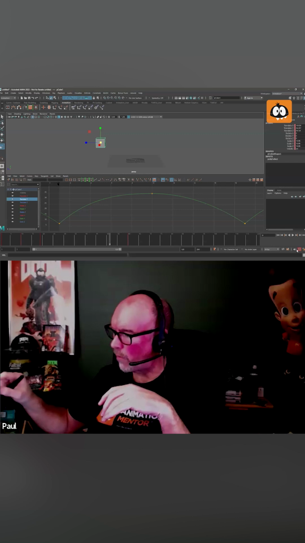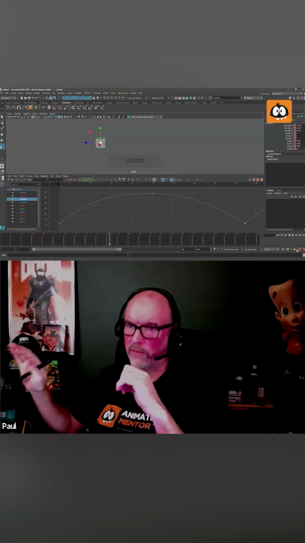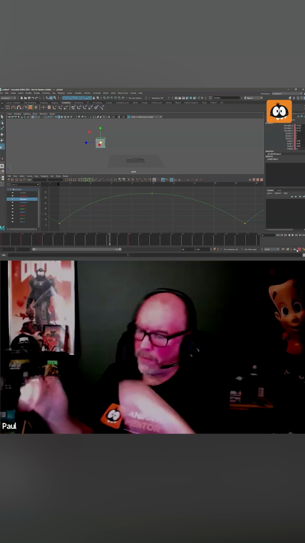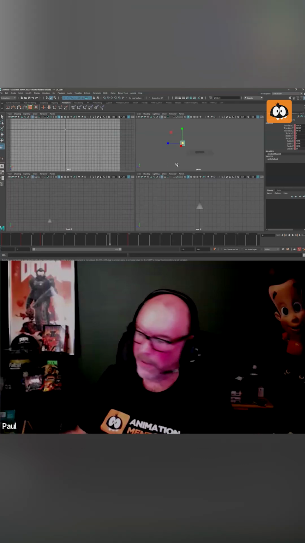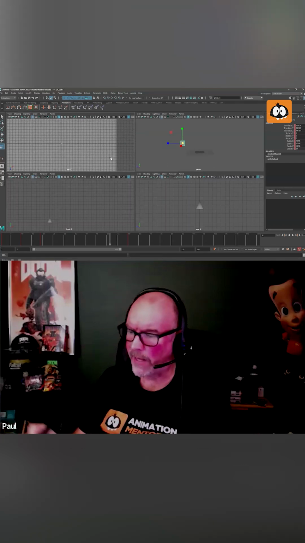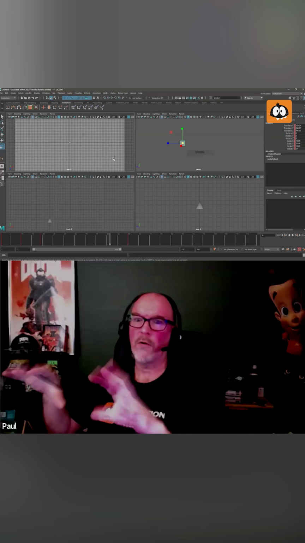Channel box is really important. Attribute editor has importance, but the layout and the viewport layouts are really the biggest thing, and the graph editor, because that is where you're doing the work.